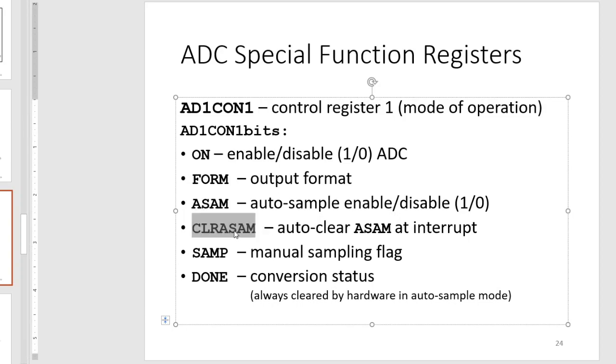Then we have this clear ASAM bit, which when we set it to 1, whenever there is an interrupt of the ADC, the ASAM bit will be automatically cleared, which means every time the ADC is interrupted, auto sampling is disabled. If we don't want to use our ADC in auto sampling mode, we use the SAMP bit to set it to enable sampling and then clear it to enable the conversion. Then we can also check the DONE bit in order to make sure our ADC has finished converting.